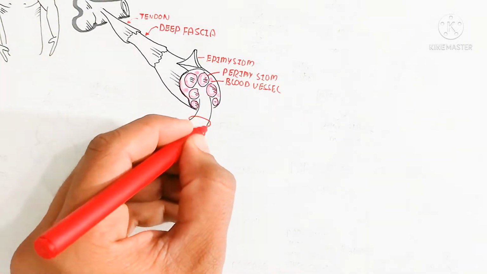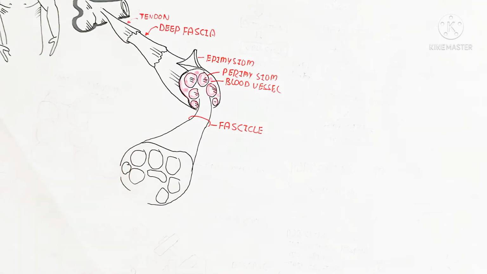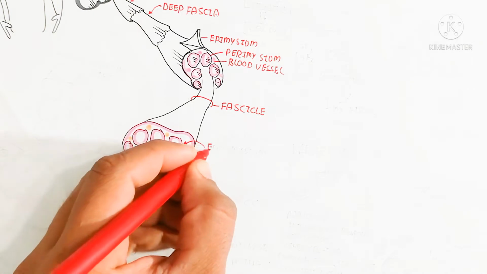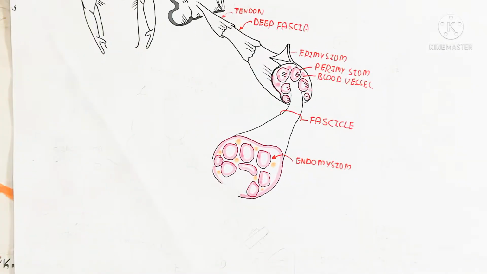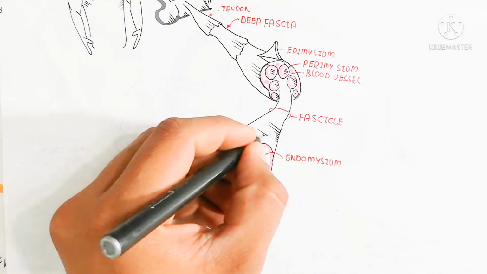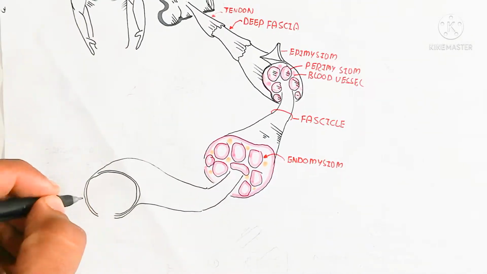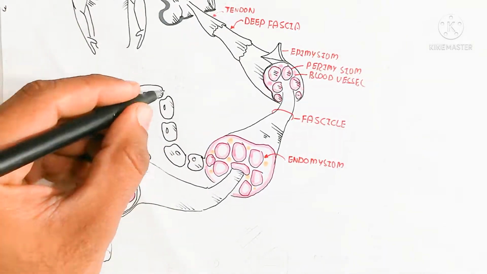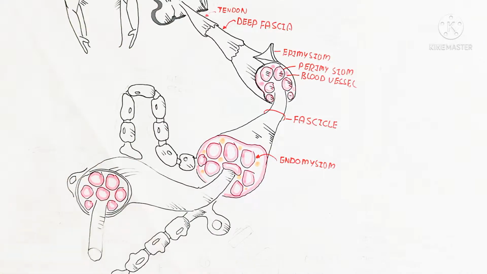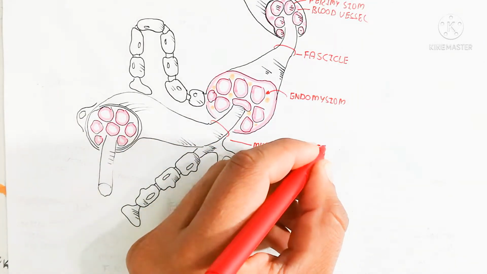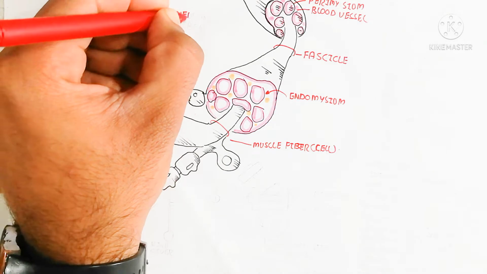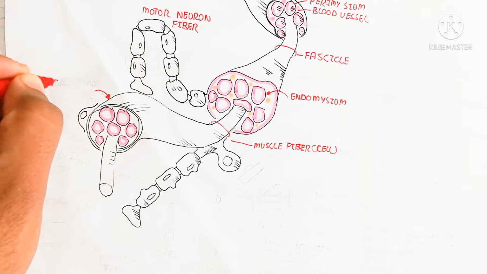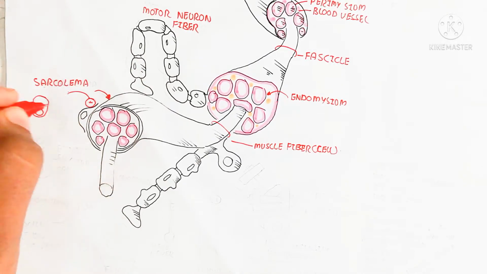Here is the deep fascia, which is the outer part of the muscle. Inside the deep fascia is the epimysium, and the inner side is known as the perimysium, and the blood vessel is here. The perimysium contains fascicles, and each fascicle contains many endomysium. The endomysium contains nerves, neurons for the neuromuscular junction, and muscle fibers. Attached to a muscle fiber is the motor neuron for muscle contraction, and here is the sarcolemma.